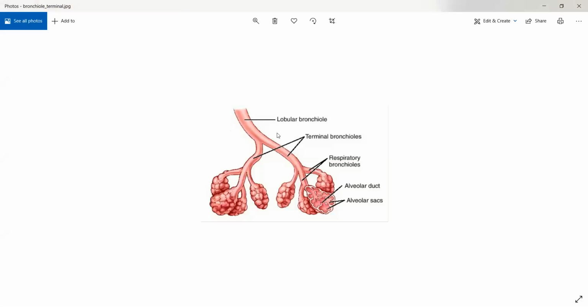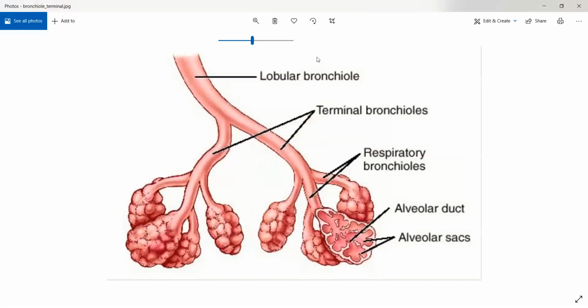See, these are your terminal bronchioles. Now, distal to the terminal bronchiole means away from it. So this is inflammation that is occurring at the level of your alveolar duct and at the level of your alveolar sac. Eventually, fluid will start building up because of inflammatory problems.